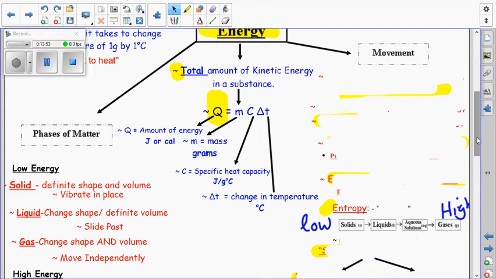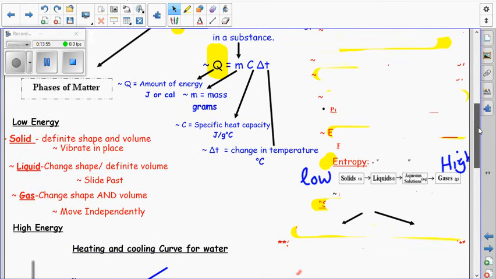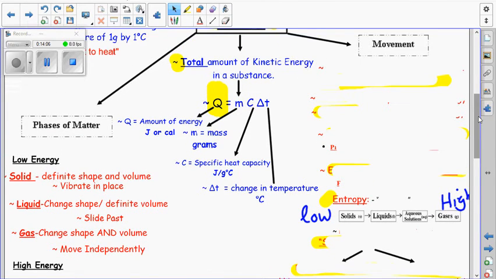Whew! Oh, that's a lot. And again, solids are low energy, gases are high energy. So as we go down this, we're talking about an increase in energy. Woo! Oh my, this is a lot of stuff. We covered a lot of stuff this unit. All right.